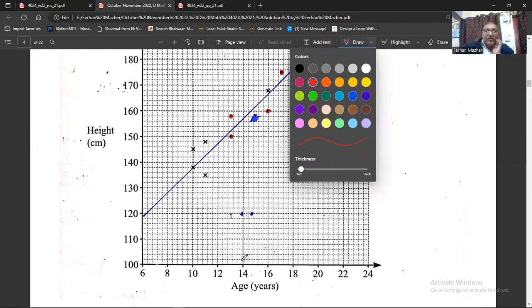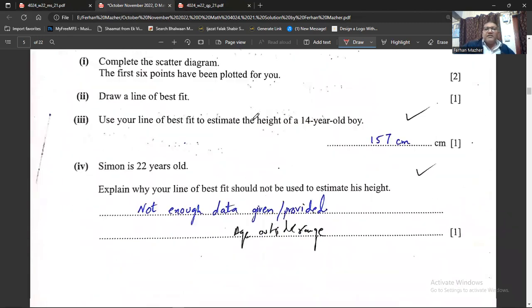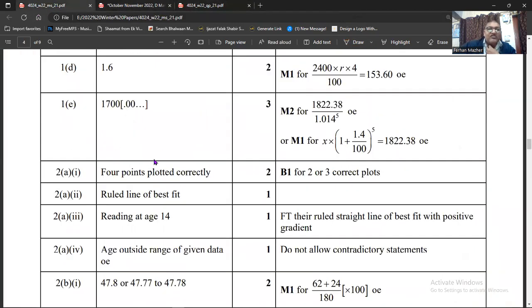Okay, so from 14, I will draw a line. I will come here. So where you intersect, I will check what is the value here. This value will be something 157. So the reading will be 157 centimeters. I hope you understand. So let's check.